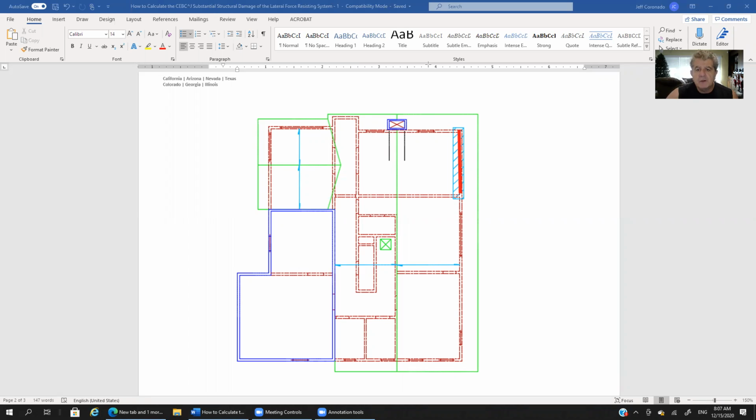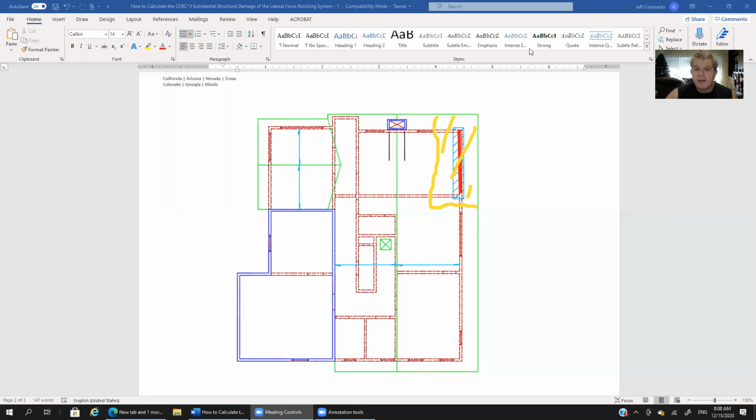Now the question is, was there damage to the roof as well in this area, or was it just the wall? And the answer is yes, there was damage to the roof in this area. In fact, it might have been even broader than this. But yes, there is damage to the roof. Now, why is that important?